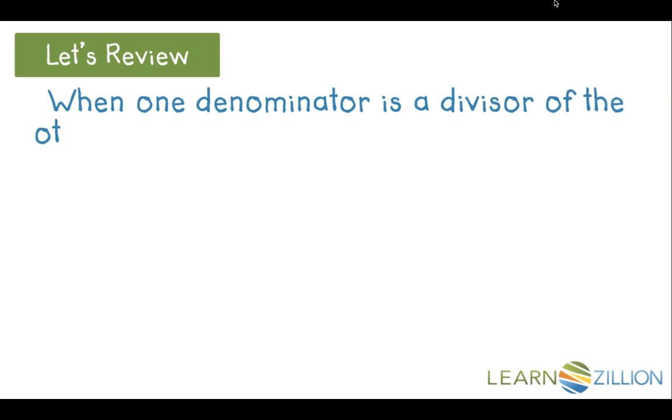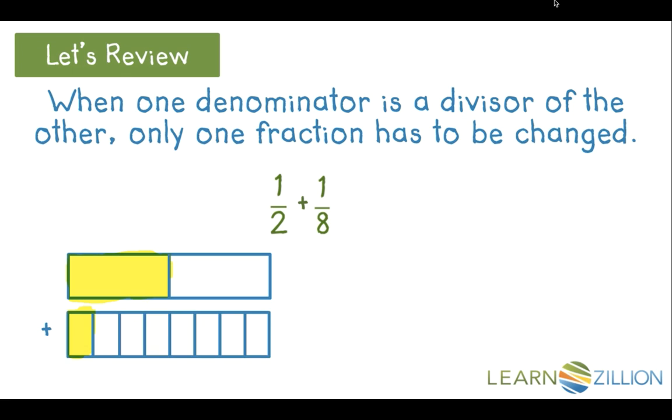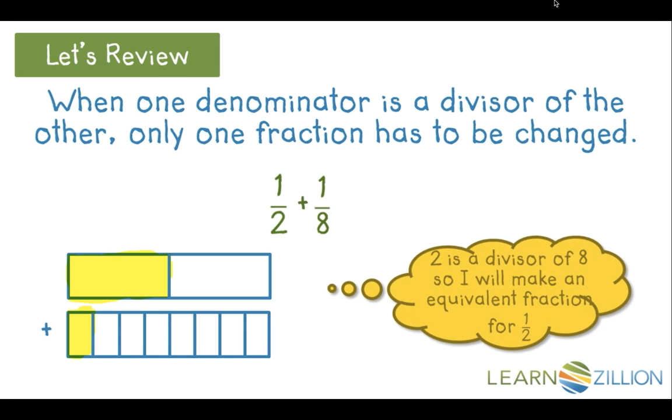We also know that when one denominator is a divisor of the other, only one fraction has to be changed. So here we have a problem, 1/2 plus 1/8. 2 is a divisor of 8. So I'm going to make an equivalent fraction for 1/2. I'm going to start by dividing each of my pieces in half, then those pieces in half again to form 8 pieces. And now I can see that I have 4/8. 4/8 plus 1/8 is ready to be added because they have a common denominator. And I can see that that makes 5/8.